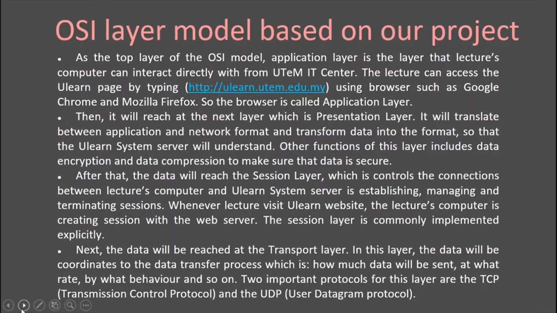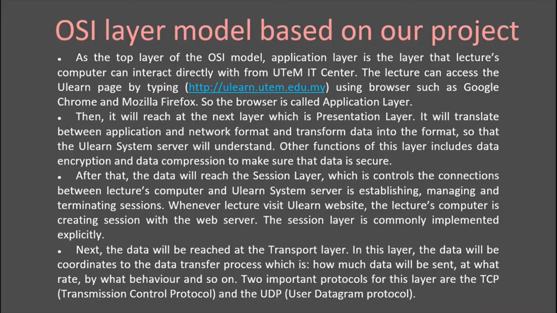OSI layer model based on our project. As the top layer of the OSI model, the application layer is the layer that the computer can interact with directly from the UTEM IT Center. The lecturer can access the ULAN page by typing http://ulearn.utem.edu.my using browsers such as Google Chrome and Mozilla Firefox. The browser is called the application layer.